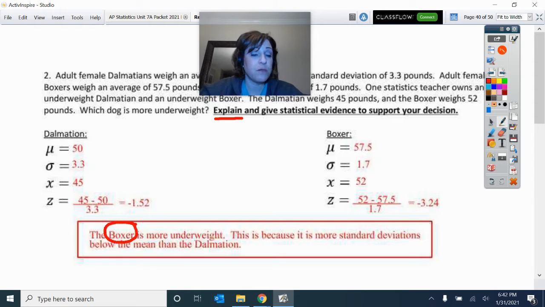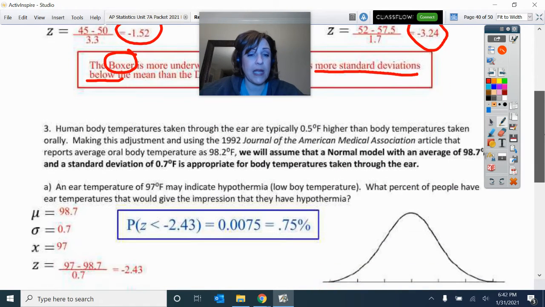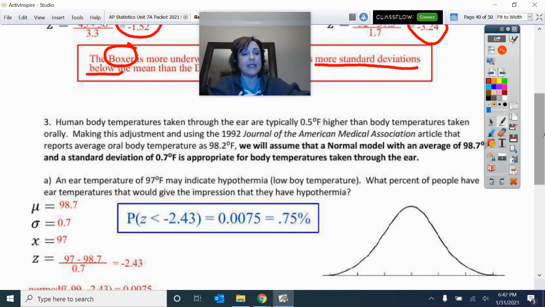So the boxer is more underweight, and this is because the boxer is more standard deviations below the mean than the Dalmatian was. Okay? All right, because it was 3.24 standard deviations below the mean, where this one was just 1.52. All right, next, we were then asked if we had a temperature of 97 degrees, which 97 is the X. And so the question asked what percent.